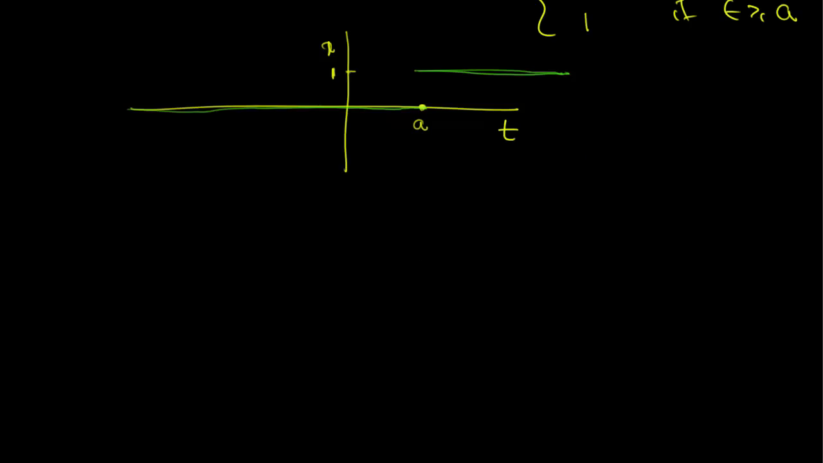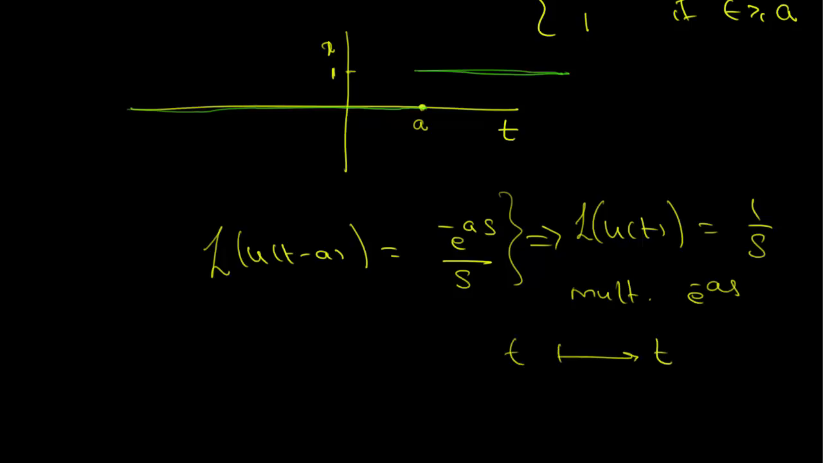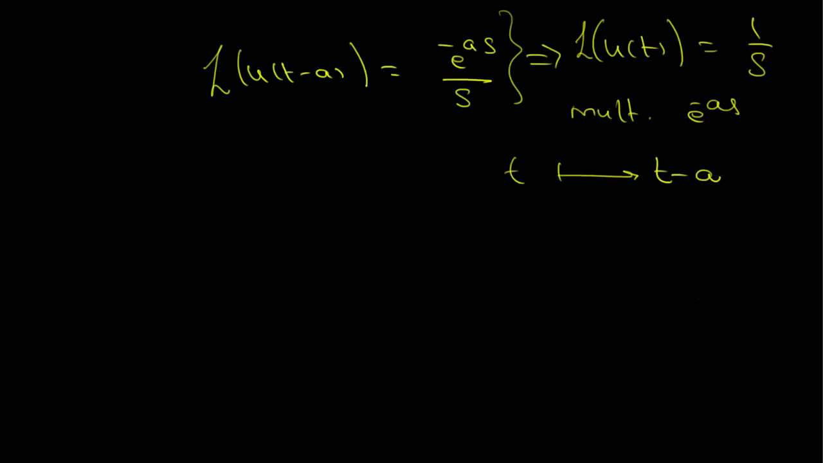We have seen before that the Laplace transform of the unit step function at t equal to a is equal to e to the power of minus as divided by s, which means that the Laplace transform of the unit step function at a equal to 0 is equal to 1 over s, which means that if you multiply with e to the power of minus as, this corresponds to the translation t going to t minus a. We will now show that this is actually a general property of Laplace transformation.